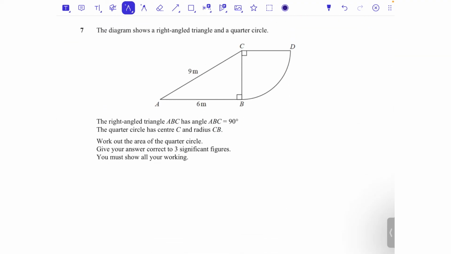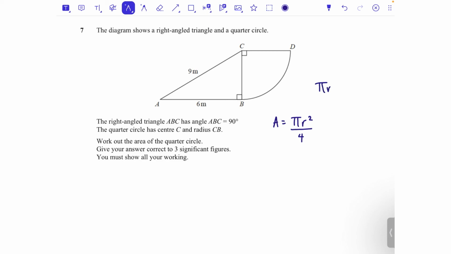Question number 7. The diagram shows a right-angled triangle and a quarter circle. The right-angled triangle ABC has an angle ABC is 90. The quarter circle has centre C and radius CB. Work out the area of the quarter circle. So to work out the area of a circle is pi r squared. But then we know that if it's a quarter of a circle, we're going to need to take that answer and divide it by 4.